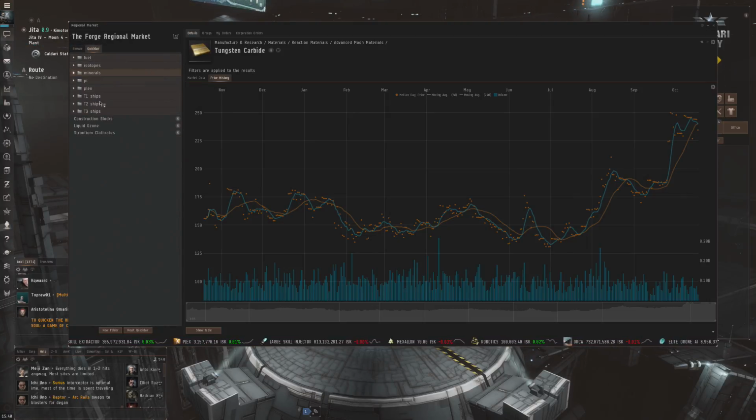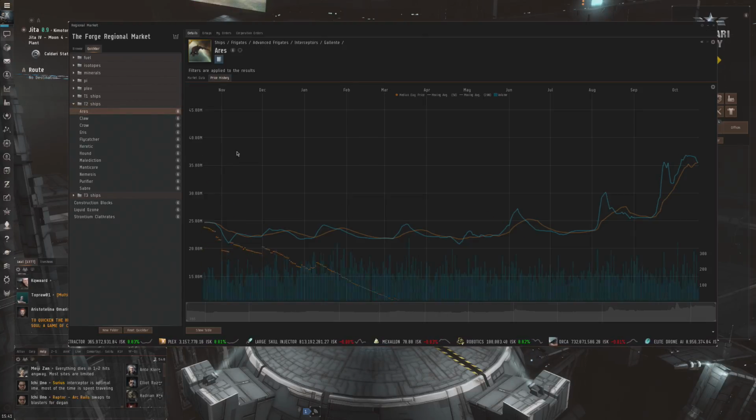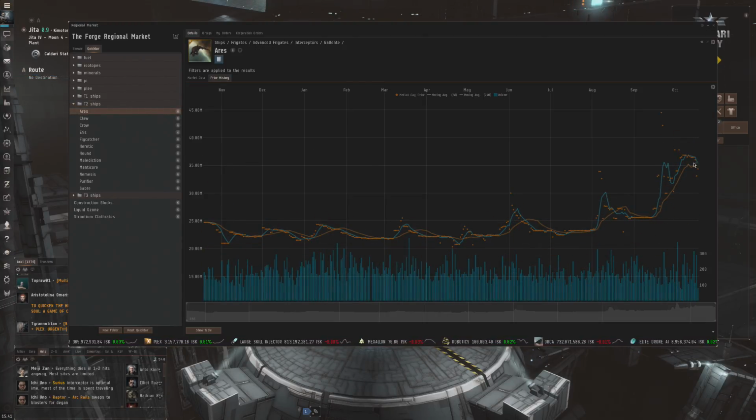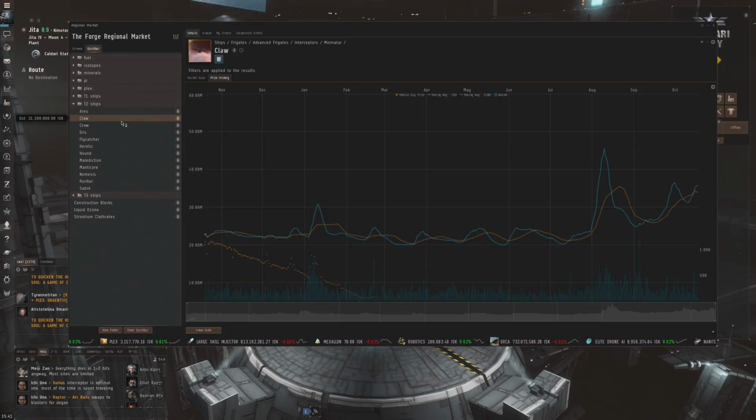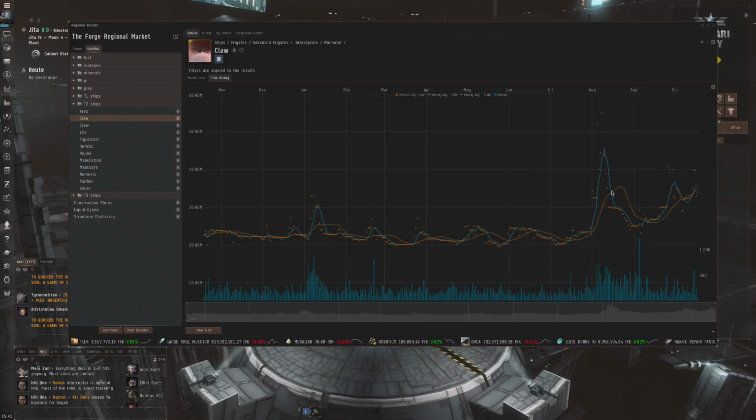I check those regularly with Eve Talk. And so let's take a look at some of these here. Here is the Ares Interceptor, definitely at a one year high, costing probably 75% more than they normally do. The Claw, this one actually showcases the problem that taking that gamble has met this year. So it was one that I was personally looking into and planning for.